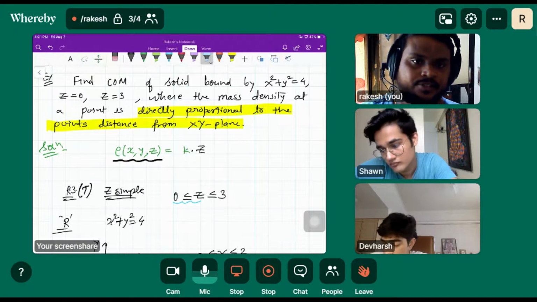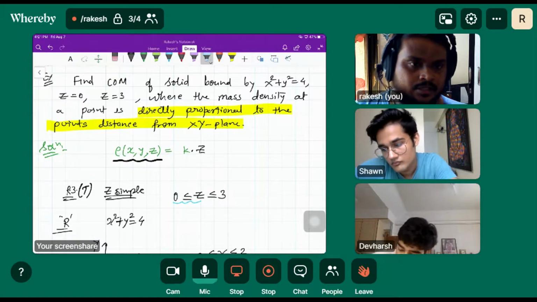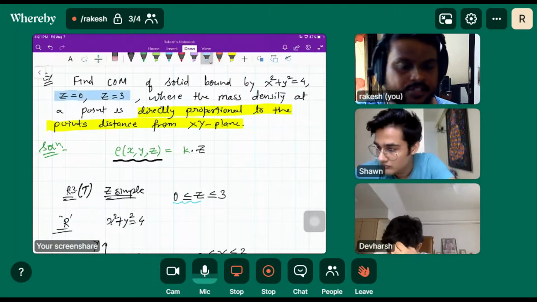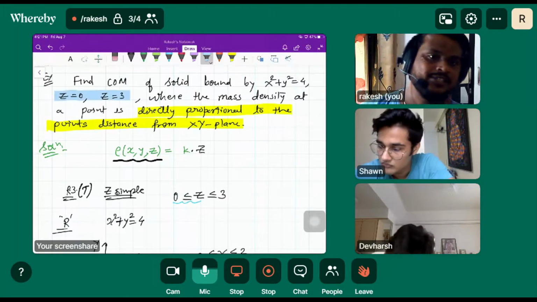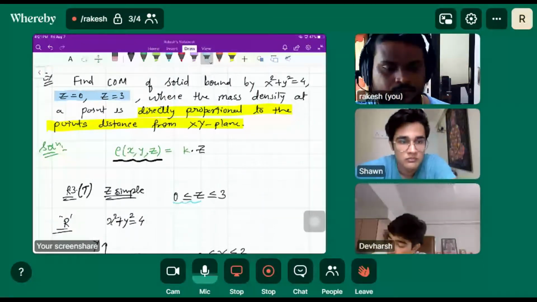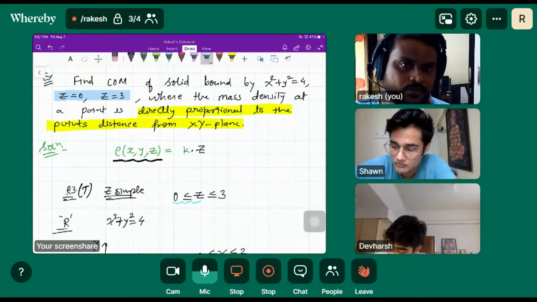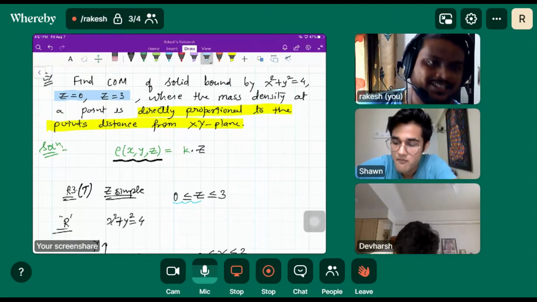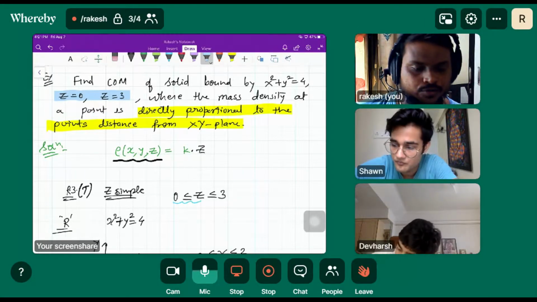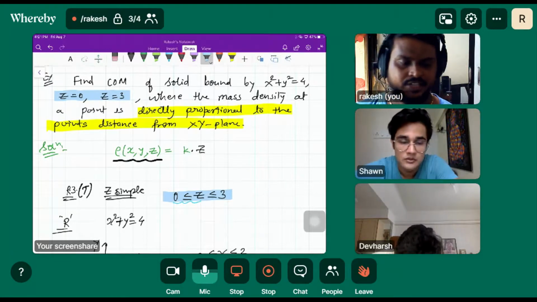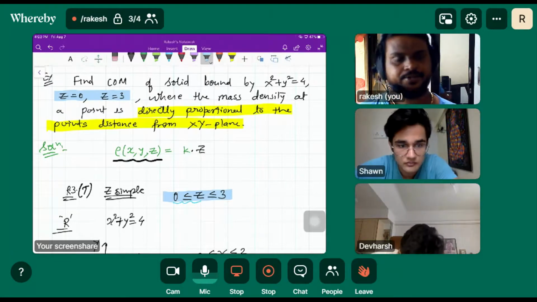Done? Written? See, the z is going from 0 to 3, right? So obviously we will select z simple. The R3 simple is basically z simple here, because from the given function we can observe that z is going from 0 to 3, and usually we select z simple only. So z simple, and the limit has been written for z, that goes from 0 to 3, right?